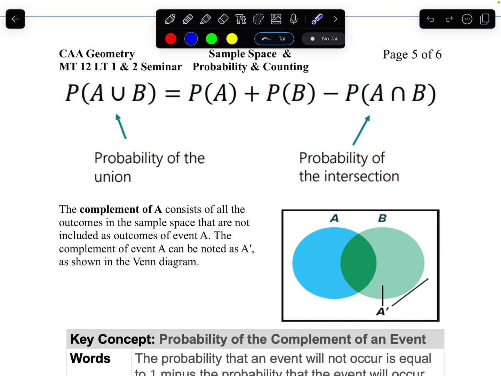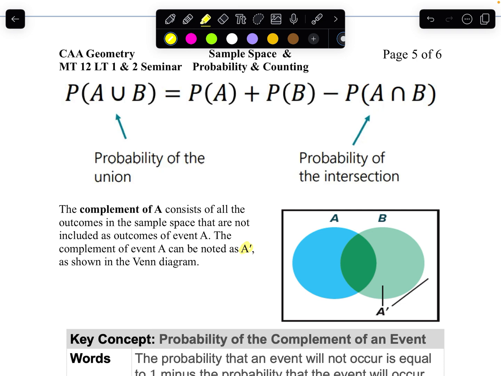Now, complement in probability in sample space means the part that it isn't. So the complement of A is not A. And the symbol we use is A prime. That's at least what your textbook is going to use, so we're going to go with that one.